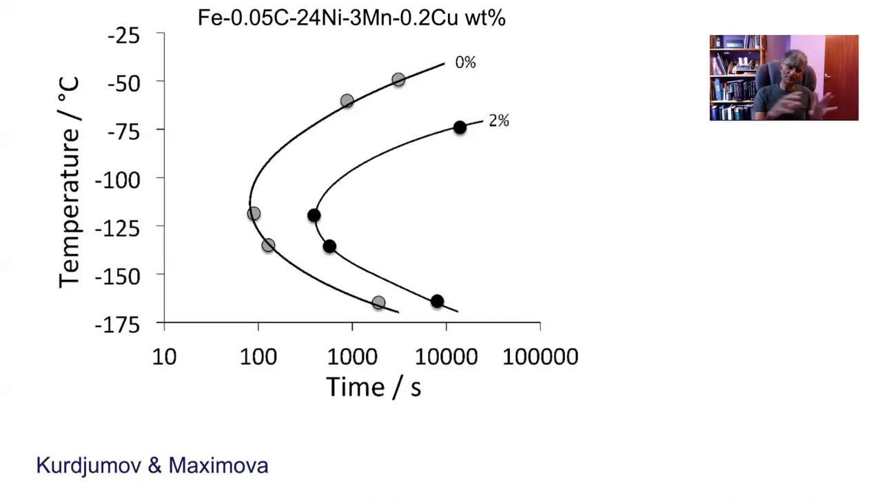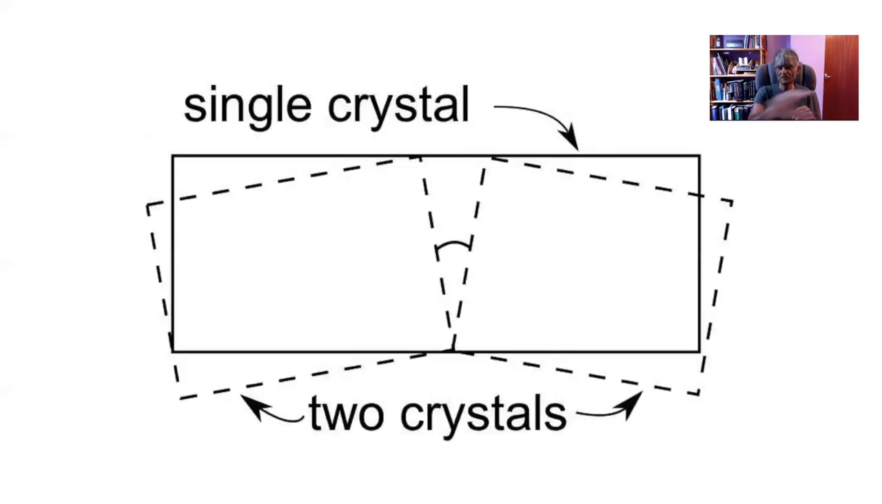Now, given that martensite can form extremely rapid and at low temperatures, it must have a very special interface. Okay? And just to remind you what we mean by an interface, I'm going to start with a single crystal and create an interface. So imagine that we have this single crystal here, and I want to create a bicrystal.